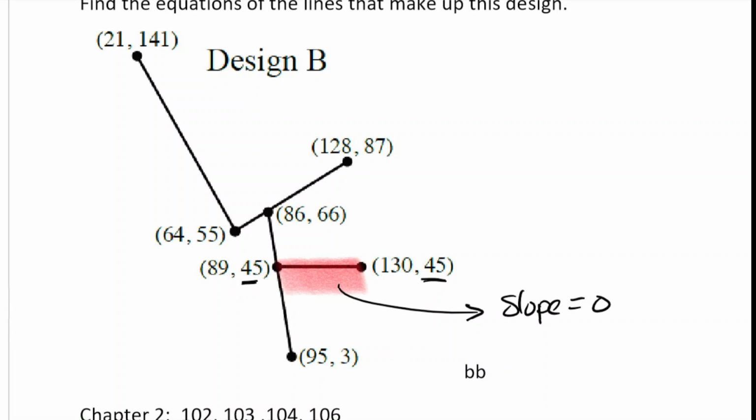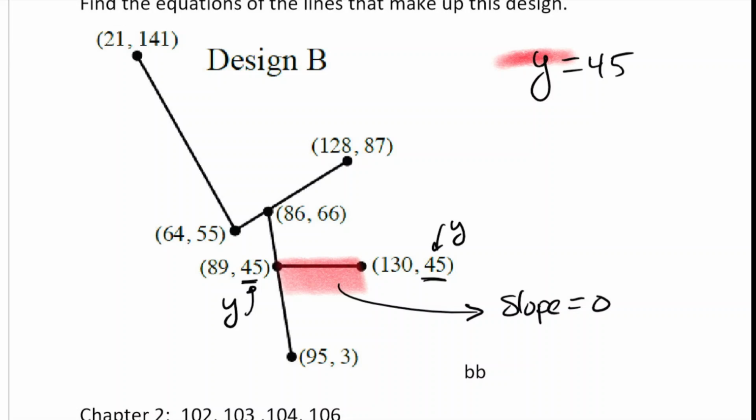The other thing I see is, no matter where I'm at on this line, it's always the case that y is 45. So for horizontal lines, that value of y ends up being the y-intercept, because if I took this line and I just extended it a whole bunch this way, eventually it's going to hit that y-axis. So the equation of that line in red is simply the line y is equal to 45.